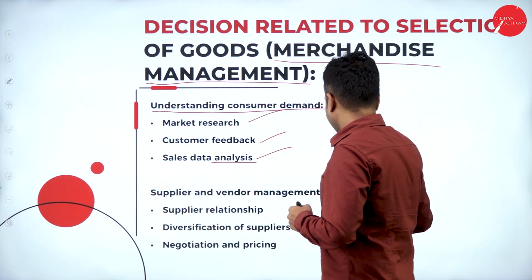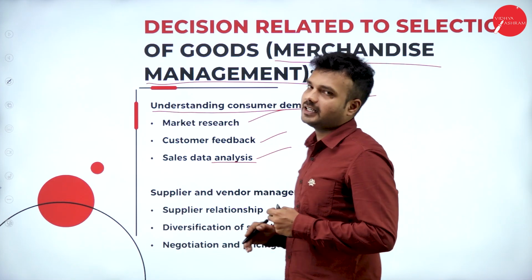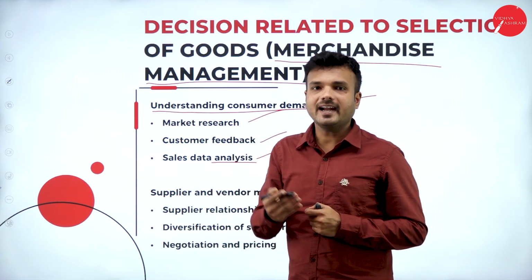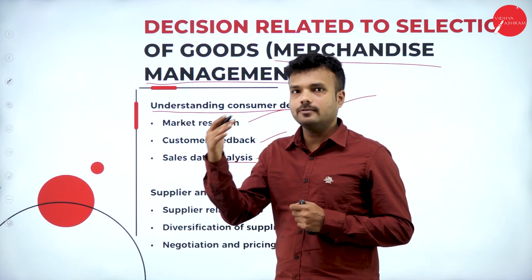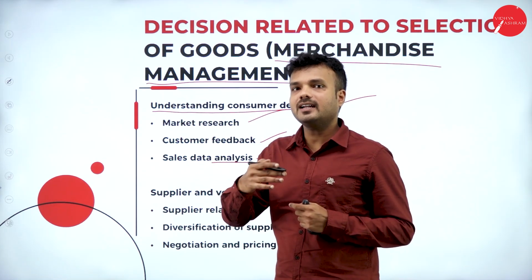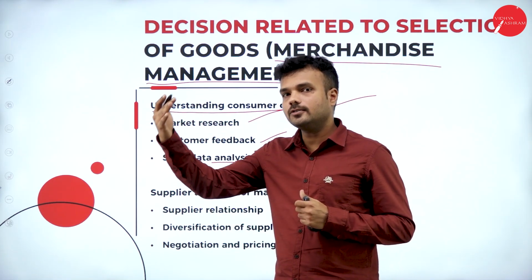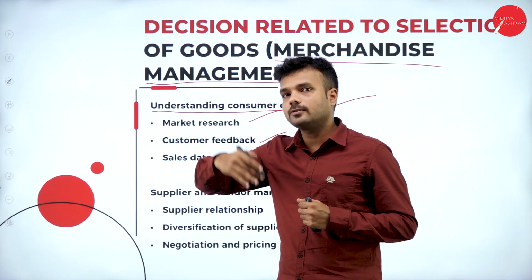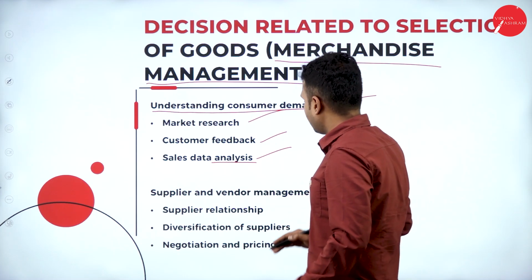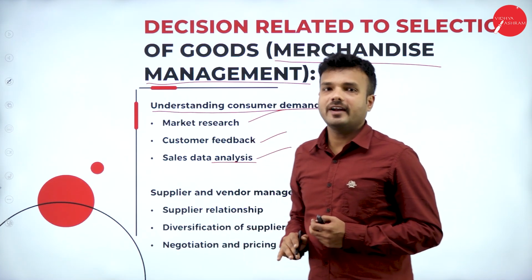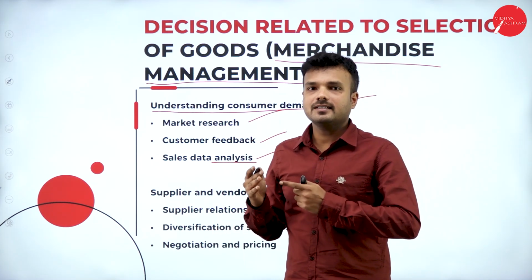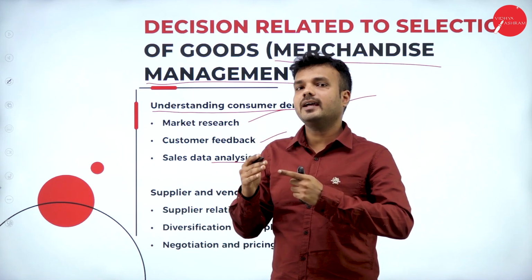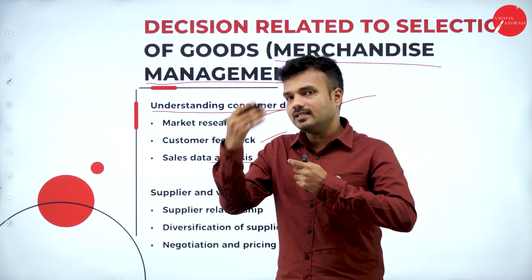Supplier and vendor management. It is the obligation of the retailer to manage the supplier and vendor. Who is a supplier? The one who is going to supply the goods. Who is the vendor? He is the external person who is going to manufacture the product. He is supposed to supply the product to the retailer. Supplier and vendor management. Who is a supplier or vendor? A supplier or vendor is nothing but the people who provide the merchandise to the retailer.